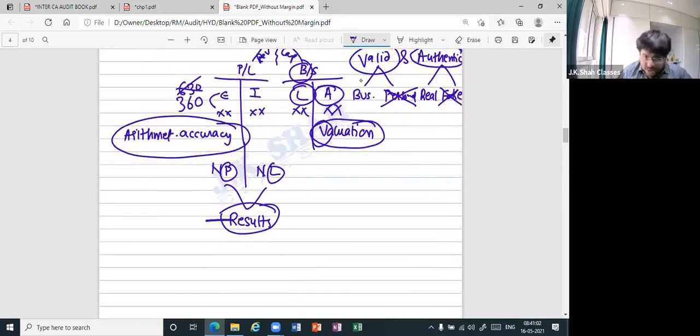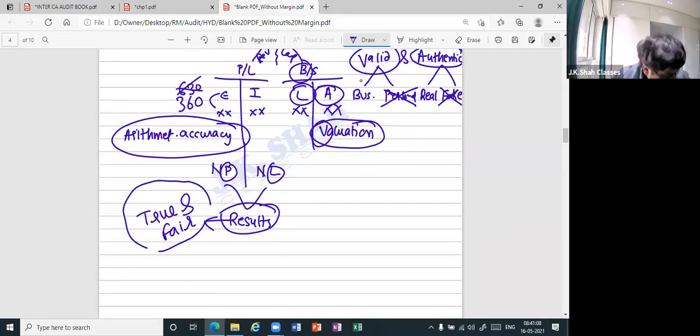So ultimately, the auditor has to check whether these results are true and fair. Now let me ask you, why am I using the words true and fair? First question, is there a difference between true and fair and true and correct? Think. Is there a difference? There is. True and correct is separate. True and fair is separate. Why am I saying true and fair and not true and correct?